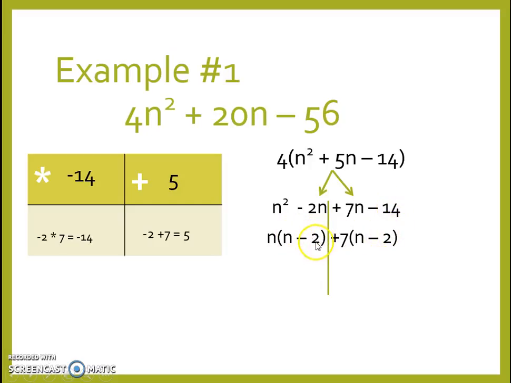The pieces in your parentheses should always match. If they don't, you've done something wrong. Finally, we bring down our greatest common factor. That's where that 4 comes from. Then we write the parts in parentheses, so the n minus 2, the pieces that match, and then we put together the pieces on the outside of the parentheses, the n plus 7, and that's our final answer.